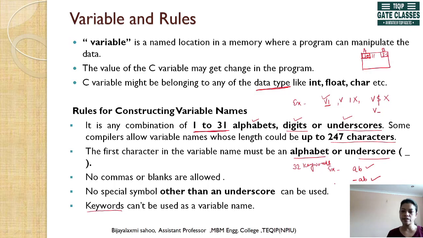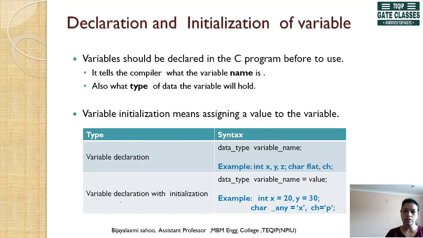Starting from A to Z alphabet: auto, break, continue, then your switch. There are several keywords, that is 32 keywords in C. Keywords are reserved words. That means the meaning of your keyword is already known to the compiler, so you cannot take a keyword as a variable name. While creating a variable, you should remember all these points.